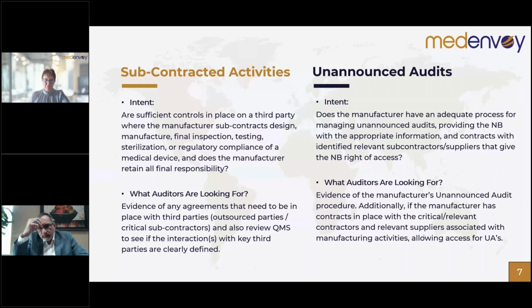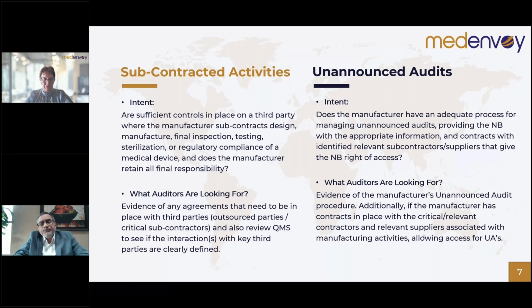That's very useful information. So in terms of unannounced audit, we indicated that these are the two main intents, and the elements that we're looking for are the procedure and contractual agreements.